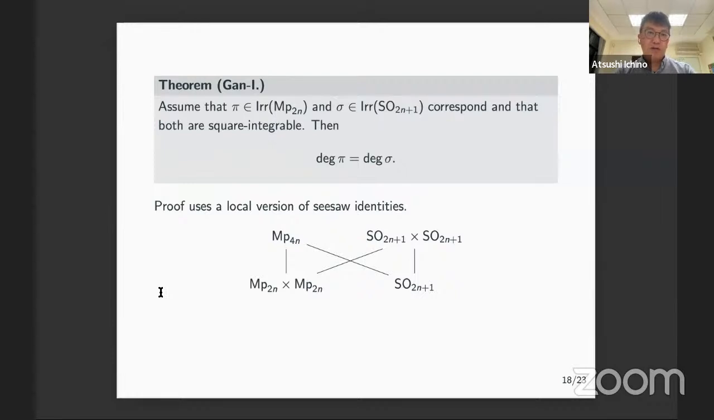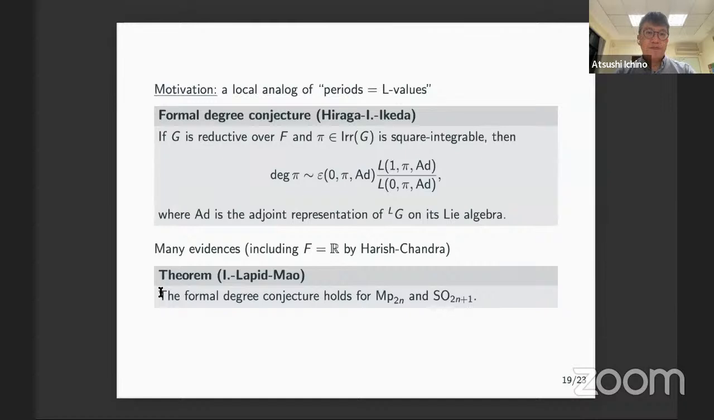This has nothing to do with number theory, but actually, we try to find a kind of local analog of the relation between periods and L values. And we find that this must be the case for formal degrees in joint work with Hiraga and Ikeda. Suppose that G is reductive and pi is square integrable. Then the formal degree of pi, which is an invariant of just the representation, should be equal to the special values of the L function and epsilon function of pi.